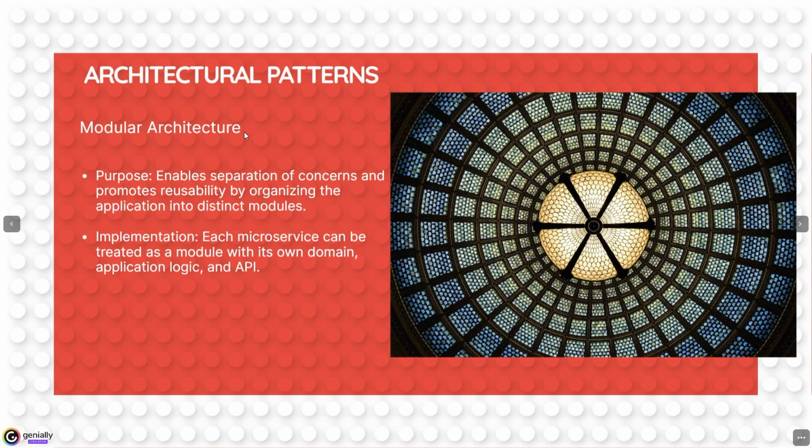Modular architecture. Purpose: enables separation of concerns and promotes reusability by organizing the application into distinct modules. Implementation: each microservice can be treated as a module with its own domain, application logic and API.